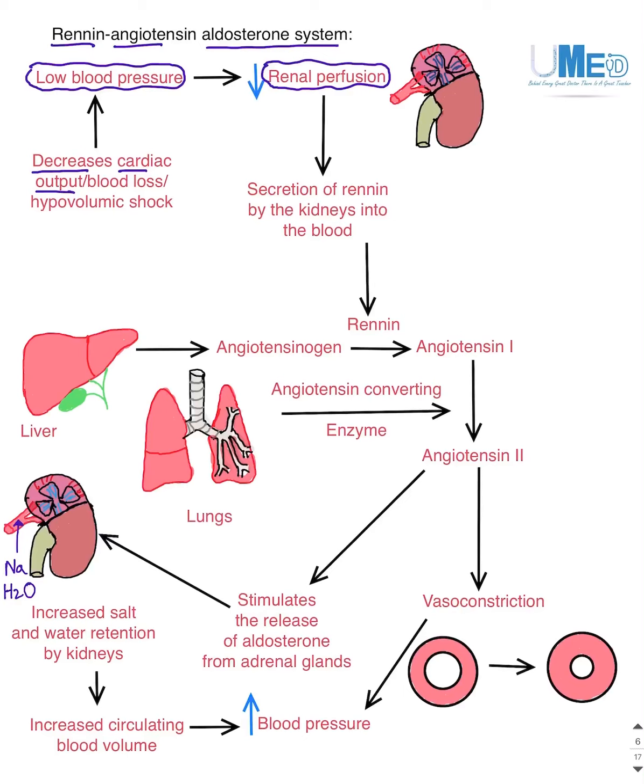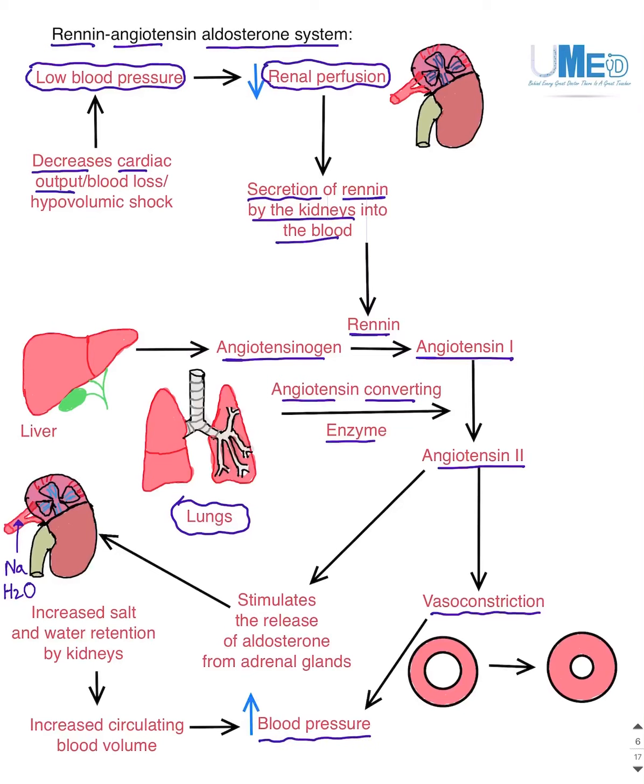So obviously, when there is low blood pressure, less volume of blood will reach the kidneys, and this will cause decreased renal perfusion. When the renal perfusion is decreased, in response, the kidney secretes a hormone called renin into the blood. And what renin does, the renin converts angiotensinogen coming from the liver into angiotensin 1. And then angiotensin 1 is converted to angiotensin 2 by angiotensin converting enzyme or ACE coming from the lungs. Right? So what does angiotensin 2 do? Angiotensin 2 causes vasoconstriction, that is the narrowing of the lumen of the arteries, and this increases the blood pressure.